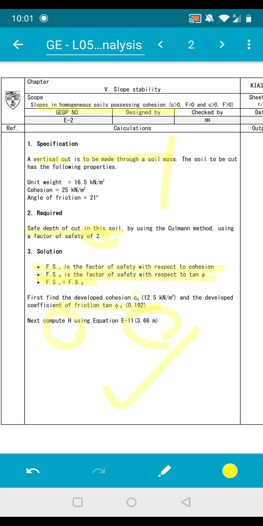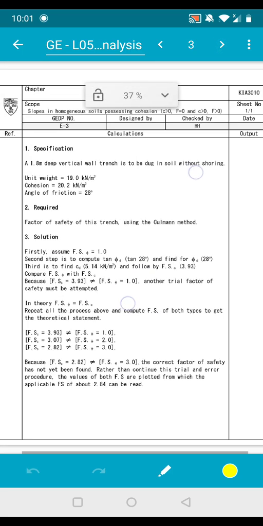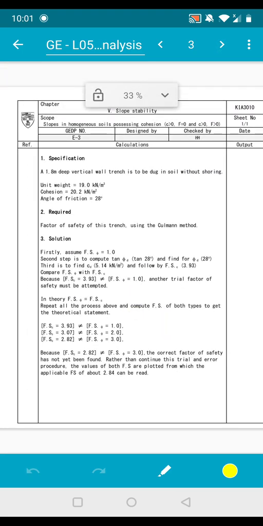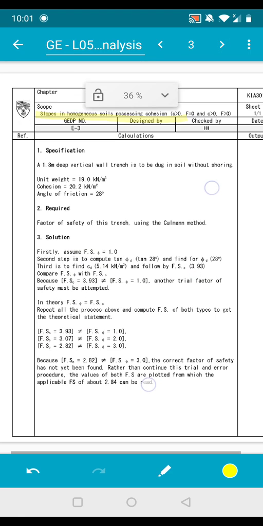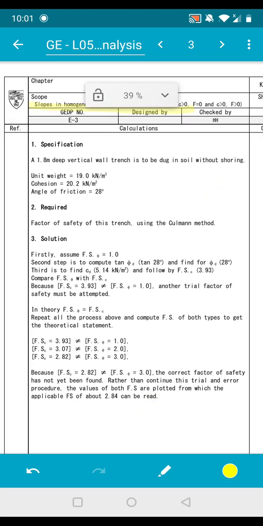Now let's look at the third problem. Still under slope in homogeneous soil possessing cohesion. Specification: a 1.8 meter deep vertical wall trench is to be dug in soil without shoring. Unit weight is 19 kN per meter cube, cohesion is 20.2 kN per meter square, and the angle of friction is given as 28 degrees.